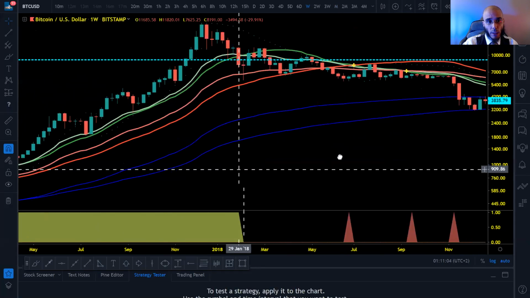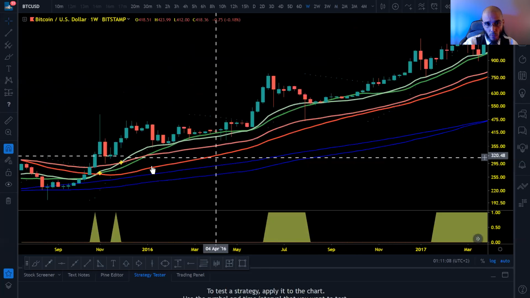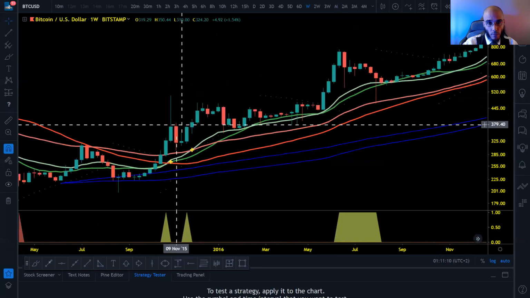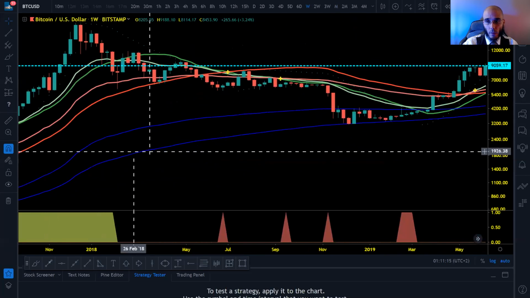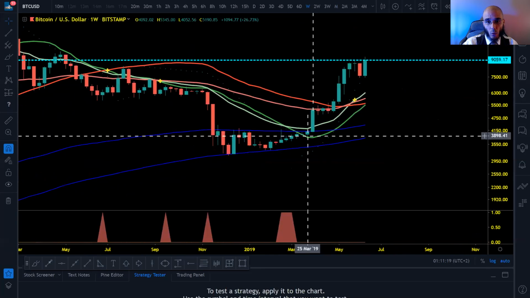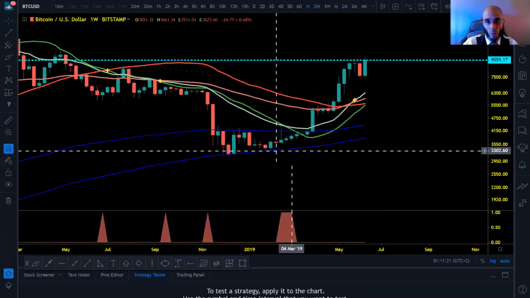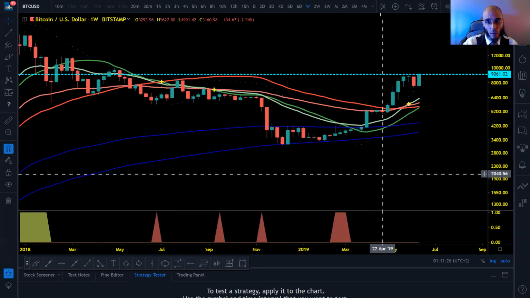And then we will be in the natural order, which is the green above the red, above the blue. But until now, we only went up, so we should correct to 6K, in my opinion.